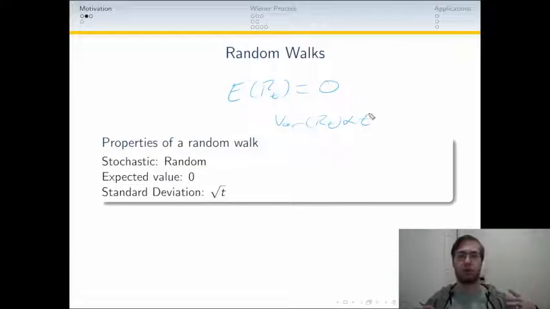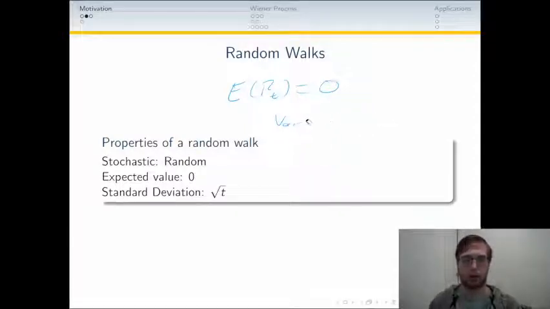Again, this is just a general trait about random walks. This isn't going to say anything about any particular singular random walk in general.